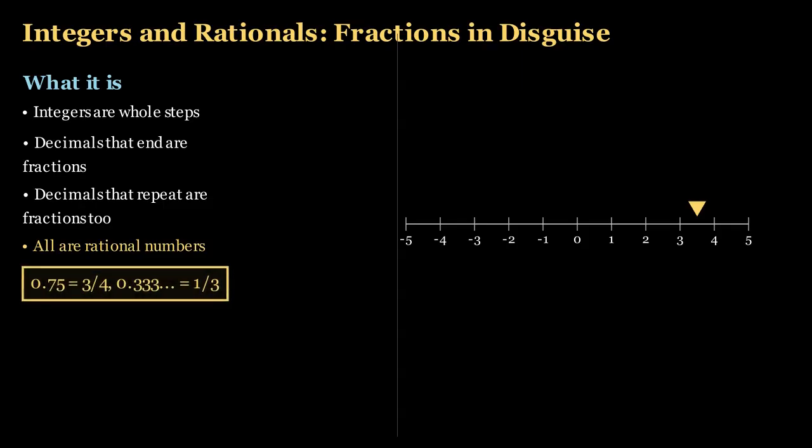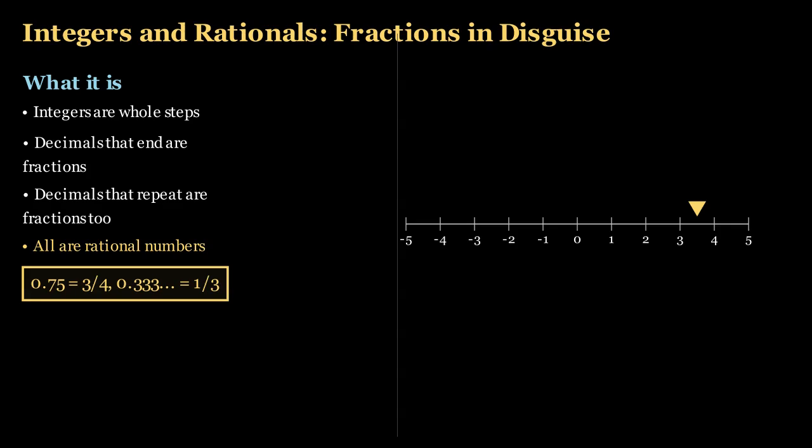But rational numbers have two clever disguises. A decimal that stops, like 0.75, is secretly the fraction 3/4. And a decimal that repeats forever, like 0.3 repeating, is also a fraction, 1/3. They look different, but they're all the same family, numbers that can be written as a ratio of two integers.